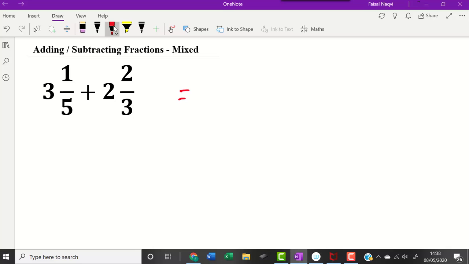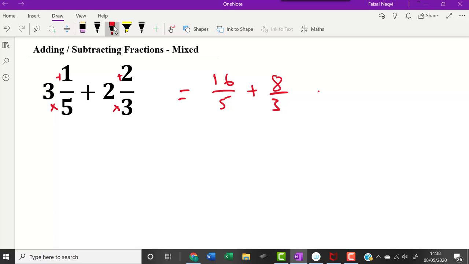The way I do that, I say 5 times 3 and then I add 1. 5 times 3 is 15, I add 1, and that's 16 over 5. I've got to turn 2 2/3 into an improper fraction, so I do 3 times 2 plus 2. 3 times 2 is 6, plus 2 is 8, so it's plus 8 over 3.